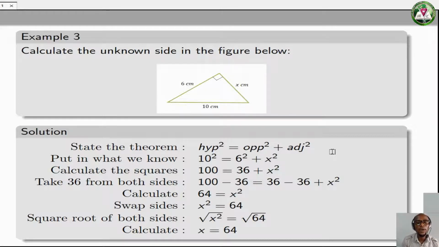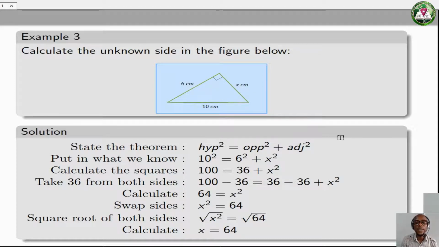Alright, now let's take one more example under the Pythagoras Theorem. Now we have to calculate the unknown side in the figure below. Look at this diagram. Do you think it's a right angle triangle? Yes, it is. Why? Because there is a right angle there, angle 90. So what is the side opposite that angle? The side opposite that angle is 10 centimeters. Very good. And one side of the triangle is 6 centimeters, while the other is x centimeters.